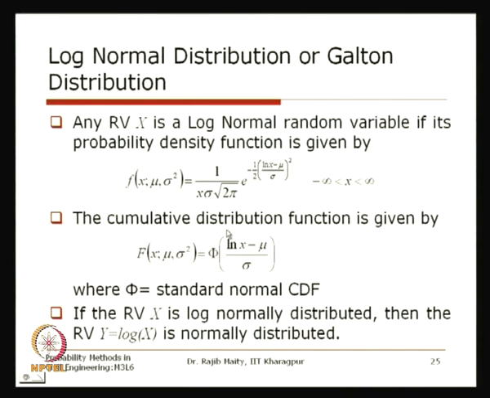Again, the cumulative distribution function is given by this, where this is the cumulative distribution of the normal distribution, evaluated at ln x minus mu by sigma. Basically, mu and sigma are the parameters of this log normal distribution. Mu is the mean of the variable after taking its log. So, after taking the log of x, if we calculate the mean, then that equals the parameter mu, and similarly if we take the variance, this is sigma square.